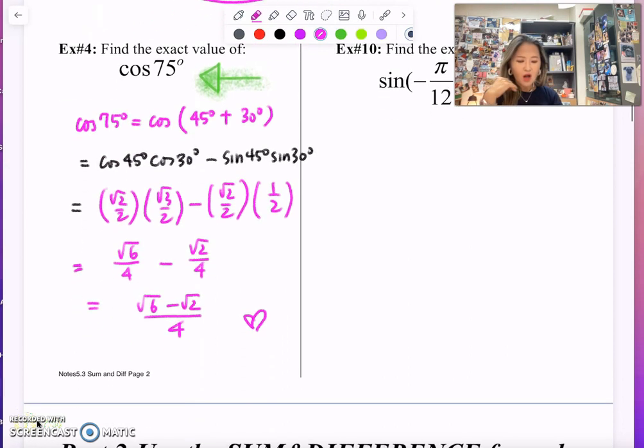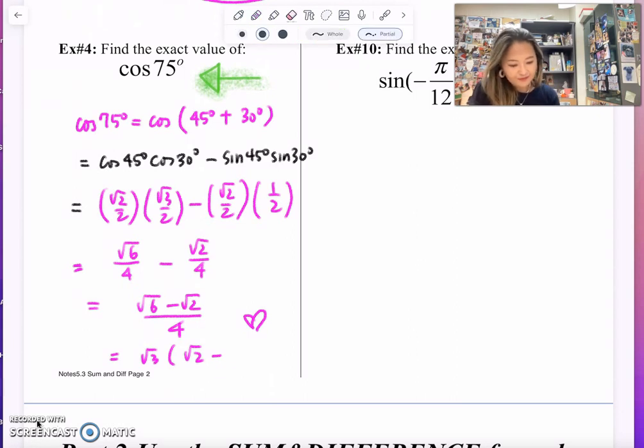This is good. If you want, you can actually take this further and go, okay, well, I could take out a root 3, and this becomes root 2 minus, oh, what? No, I lied. Okay. Yeah, this is good. I think this is a good answer. Yeah, this is fine.